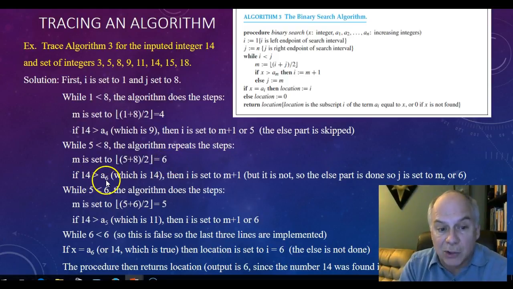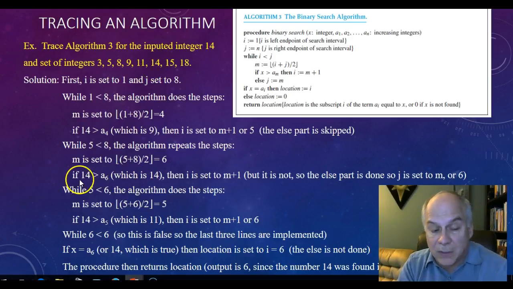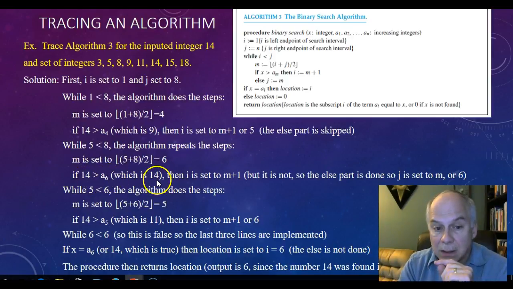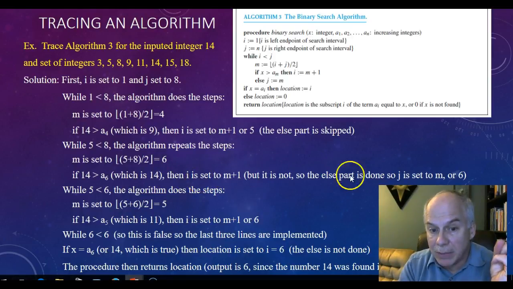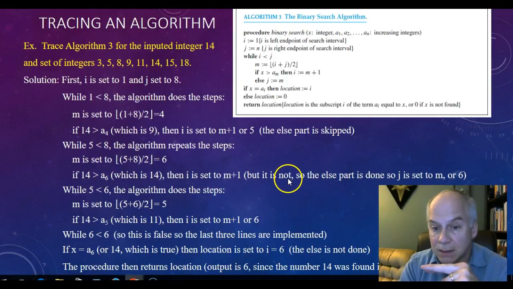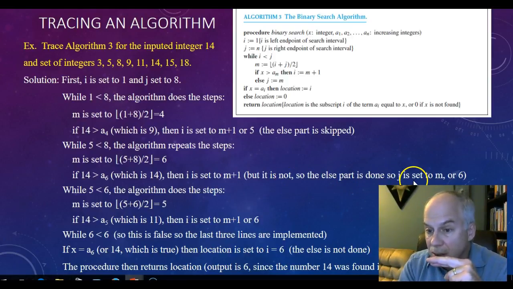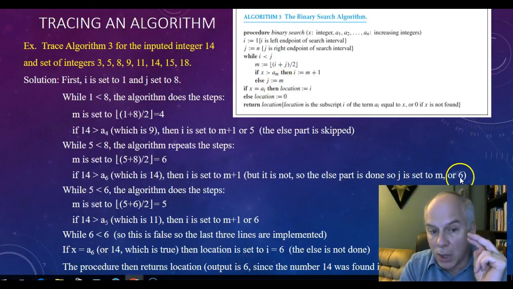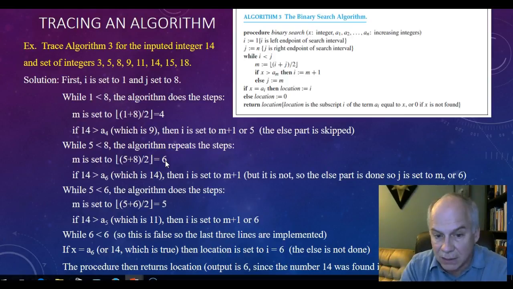So is 14 greater than A6? Well, A6, 1, 2, 3, 4, 5, 6, actually A6 is 14. So is 14 greater than 14? No, it isn't. Then I would be set to m plus 1, but it is not. So the else part is done. The else part says j becomes equal to m. Well, now j is going to be set equal to what m was. Well, m was 6 in the last line, so j becomes equal to 6.